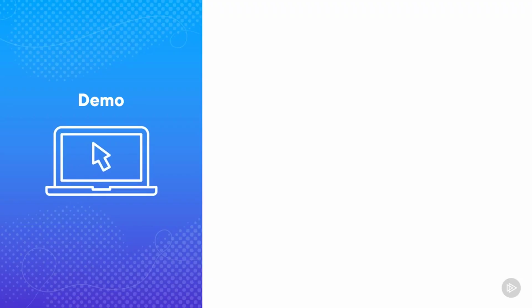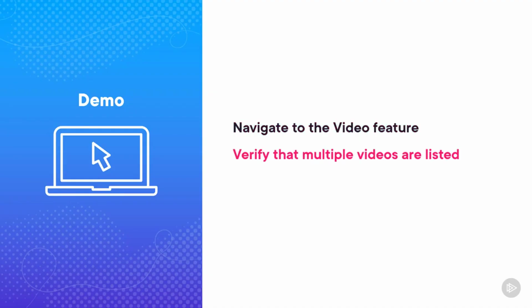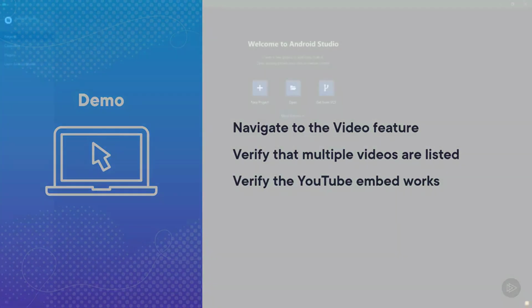In this clip, we will demo the video feature that we added to the app. The first thing we will do when the app starts is navigate to the video feature and verify that we can access it. Once we navigate to the video feature, we can verify that multiple videos are listed. Then finally, we can verify that the video we selected is displayed. After that, we can play the video to be sure the YouTube embed works.